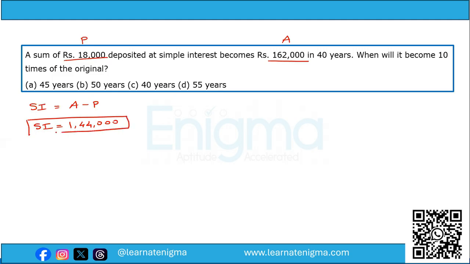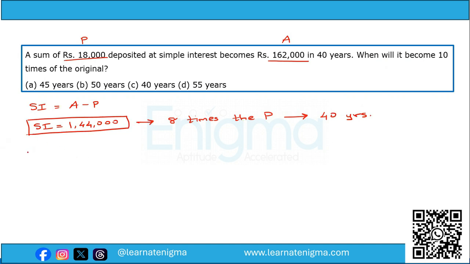Now, if you observe carefully, 1,44,000 is equal to 8 times the principal. Now, this 8 times the principal has become in 40 years. Now, we want to find out when will it become 10 times of the original.